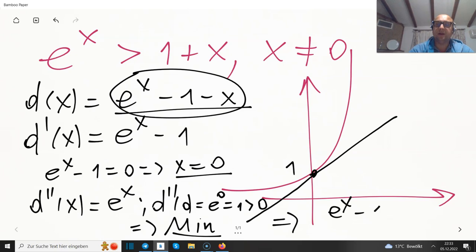e to the power of x minus 1 minus x is then greater than 0, and that means e to the power of x is greater than 1 plus x.